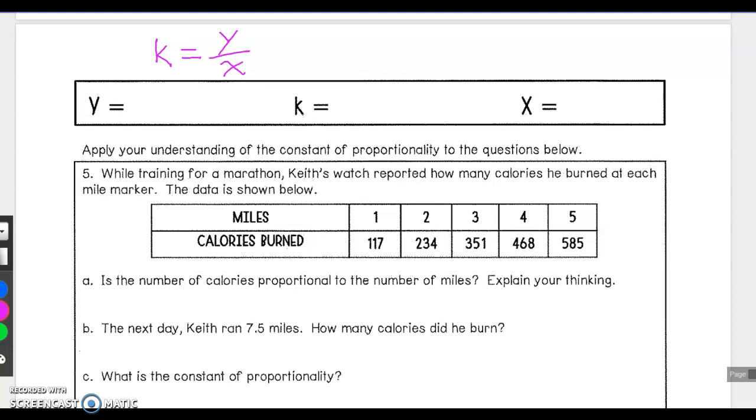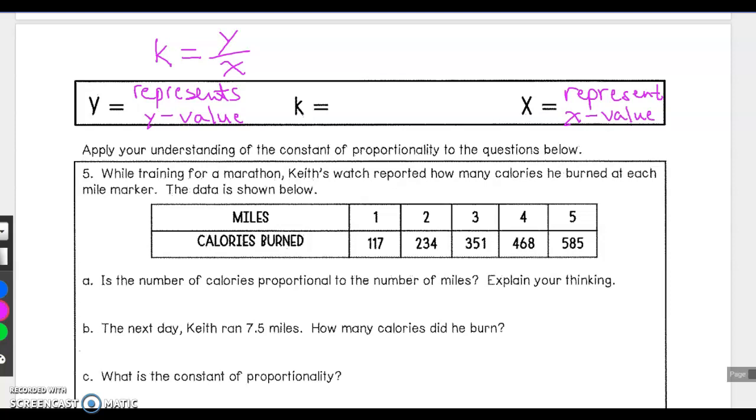Well, the y, shockingly here, represents the y value. So in a table or a graph or something, that y is going to represent the y value. Just like the x is going to represent the x value.